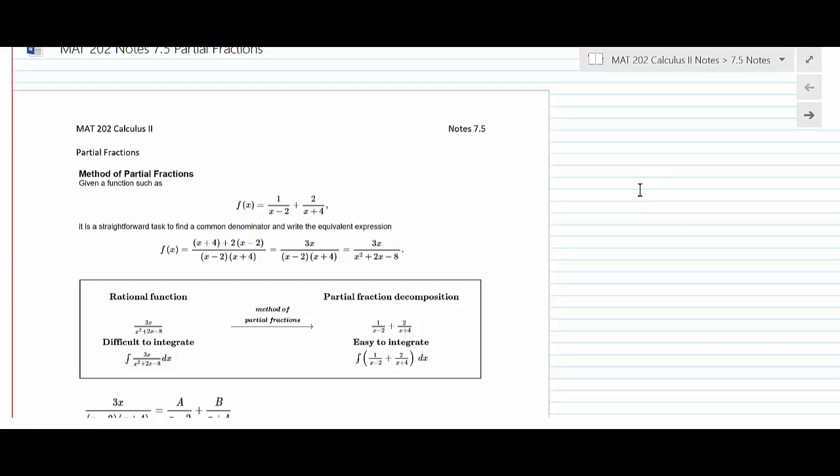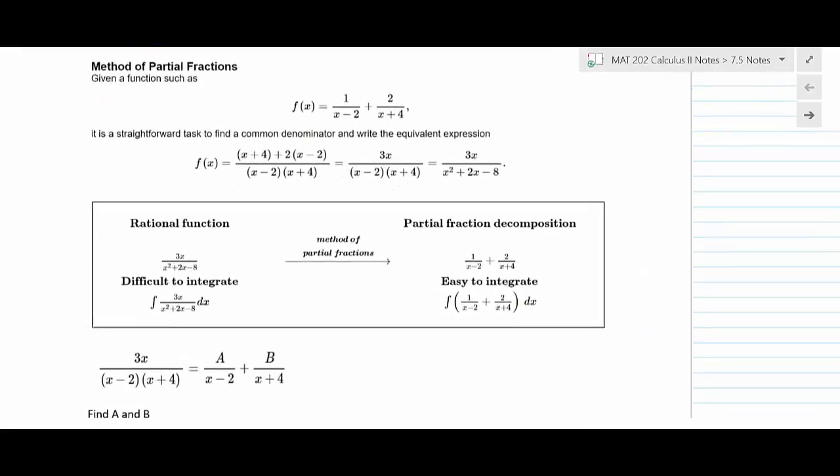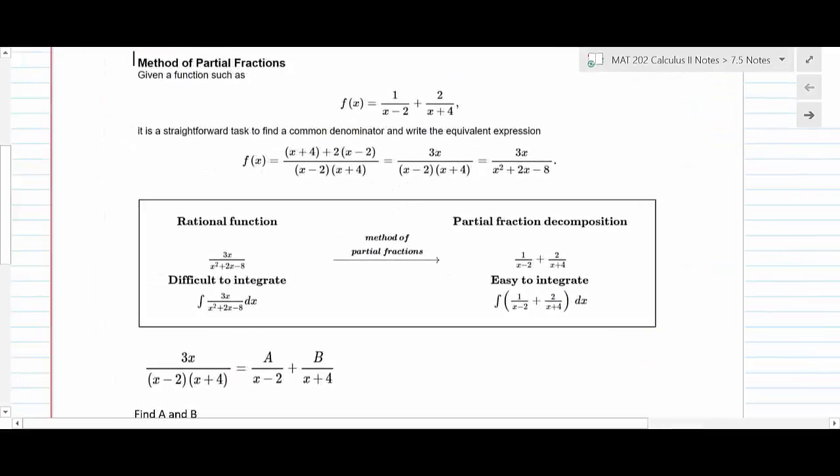What we begin to look for in this 7.5 is what's called partial fractions. And what we do is we try to break an integral up into its factored pieces. So to begin explaining what this is, I'm just going to give you an example that they had in the book.